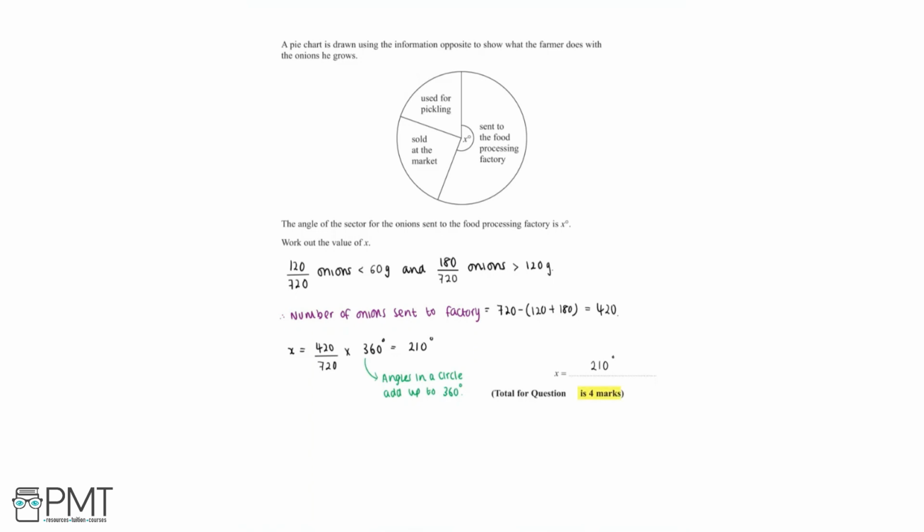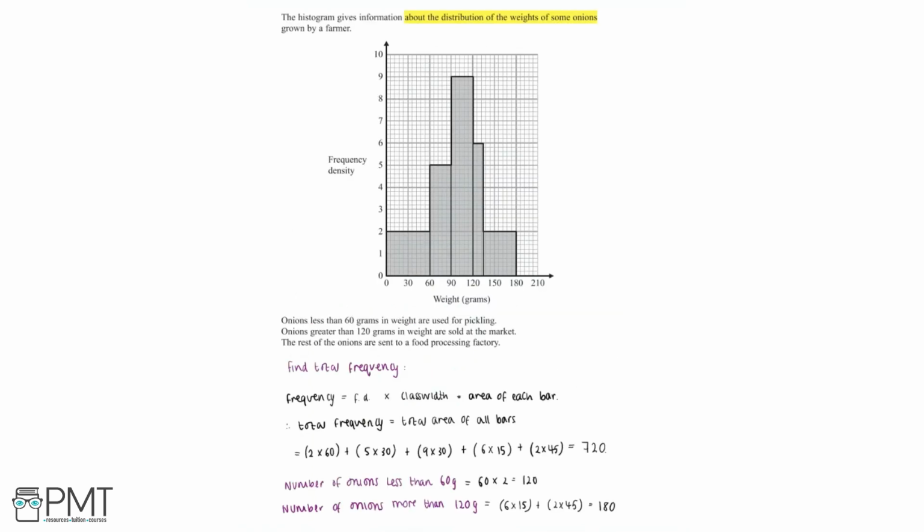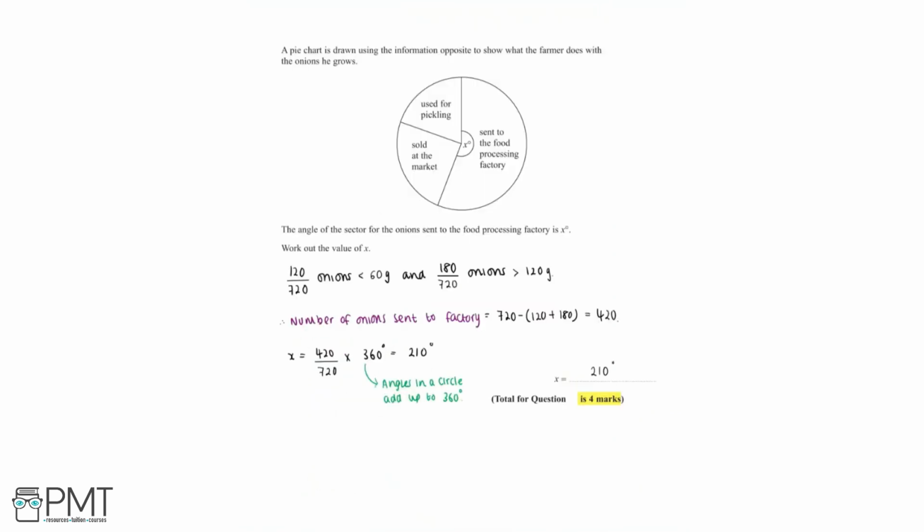Now this question is worth 4 marks. We get the first mark for finding the total number of onions that the farmer grows. We get the second mark for finding that the number of onions sent to the factory is equal to 420. We get the third mark for saying that x is equal to 420 divided by 720 multiplied by 360 degrees. And we get the fourth and final mark for a correct answer that x is equal to 210, allowing us to get the full 4 marks needed in this question.